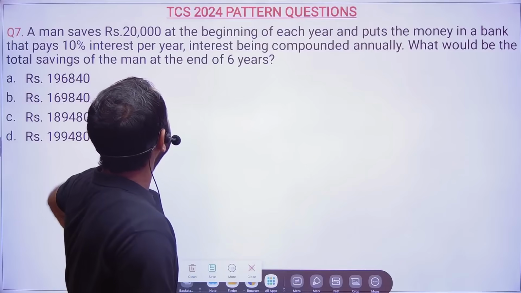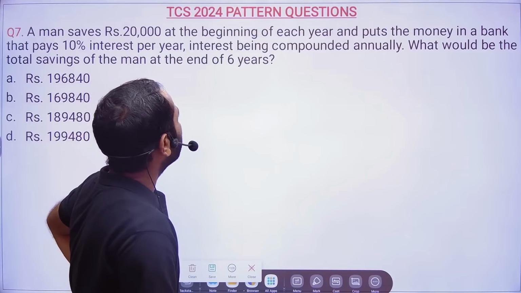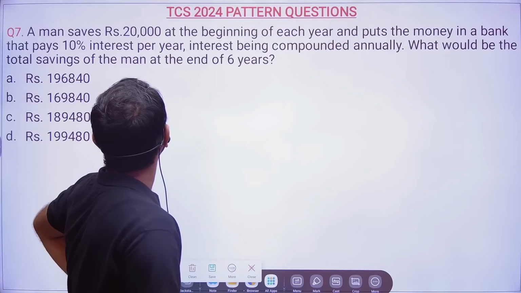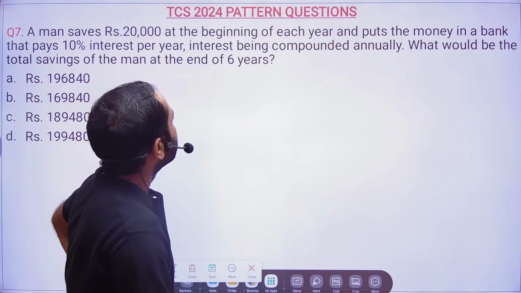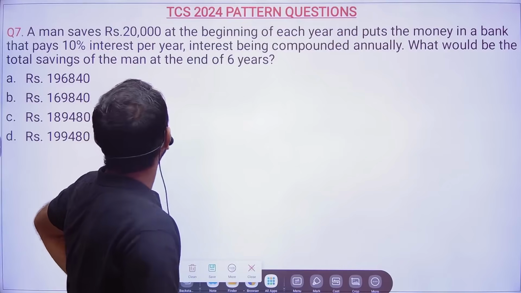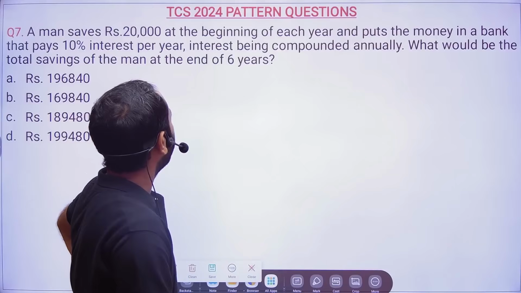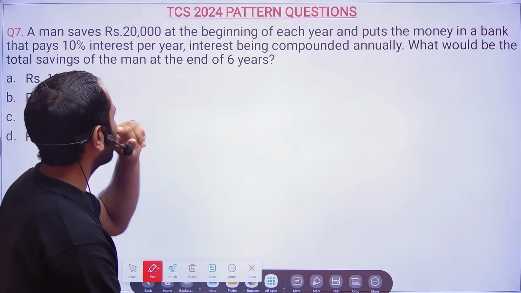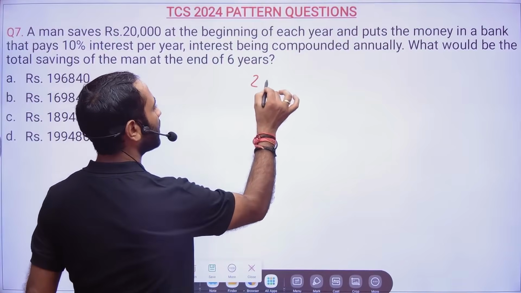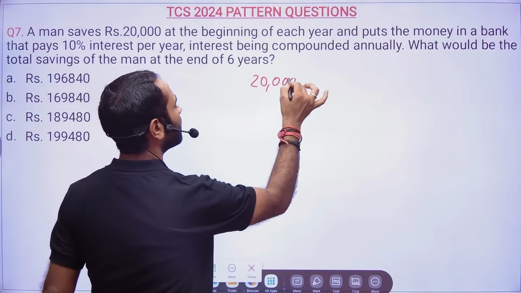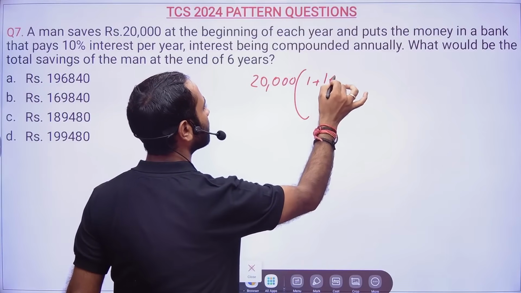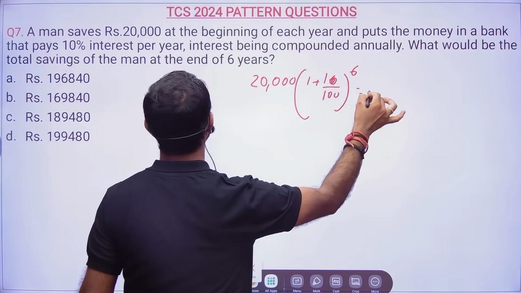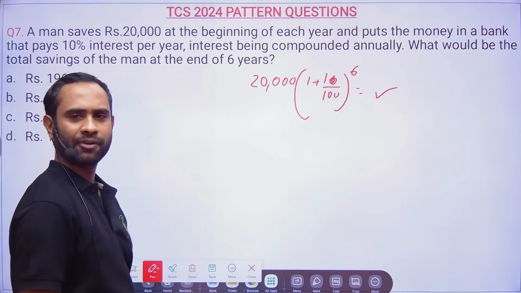So a man saves rupees 20,000 at the beginning of each year and puts the money in a bank that pays 10% interest per year, interest being compounded annually. What would be the total saving of the man at the end of 6 years? First understand the question, because many of you will start doing 20,000 into 1 plus 10 by 100 to the power 6, you will calculate the value, and that will be wrong.